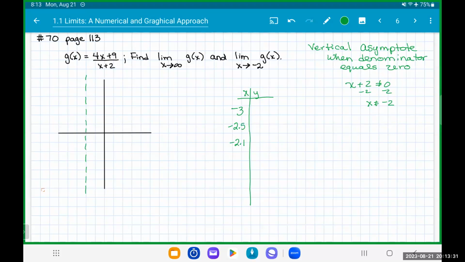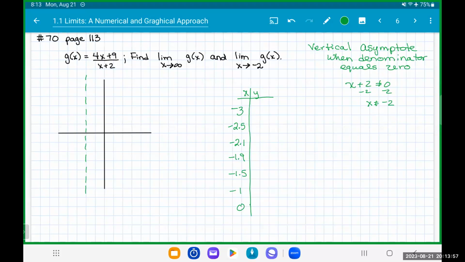Now let's do a couple of points on the other side as well. I want to do like 3 or 4 points on this side. So negative 1.9, negative 1.5, negative 1. And I could do 0 if I wanted. That one would be a much easier one to see.